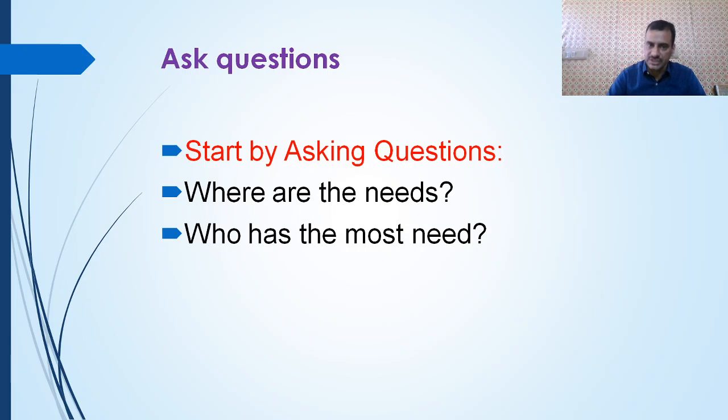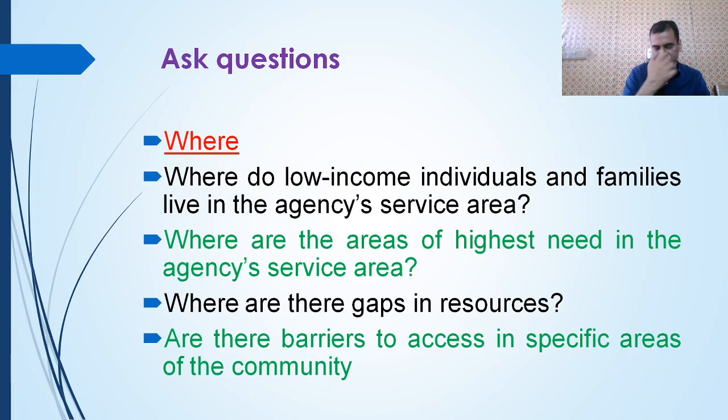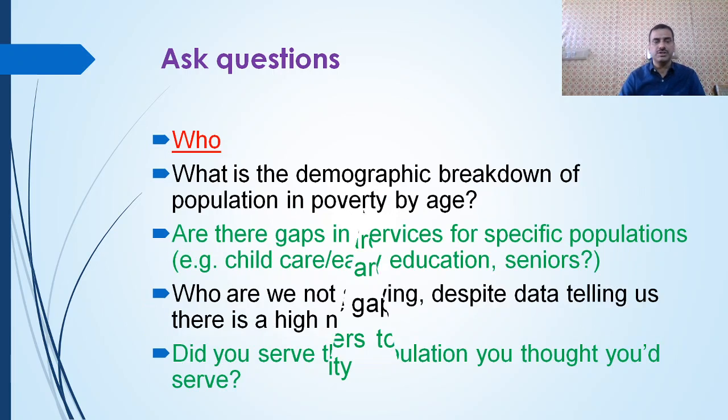First, we ask questions. We ask questions: where are the needs and who has the most needs? Where? In this section, we ask where do low-income individuals and families live in our service area, where are the areas of highest need in our community, and where are the gaps in resources? Means where are fewer resources, and are there any barriers to access in a specific area of the community?